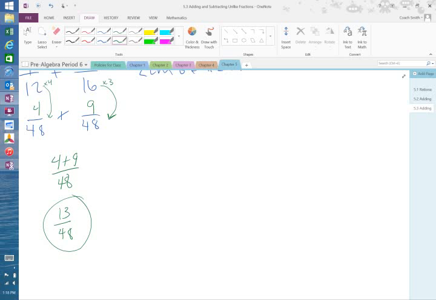Let's look at this one. Negative 1/9 minus 5/18. Now, I will say that personally, I prefer to do it vertically, like this right here.